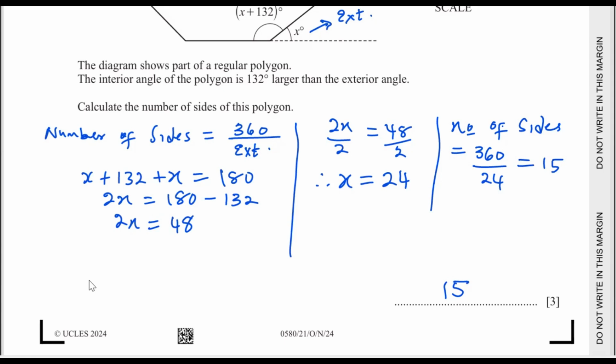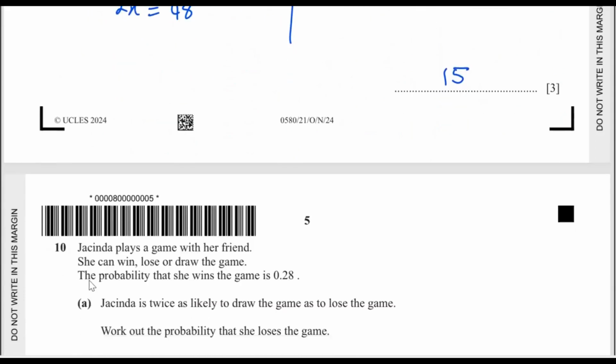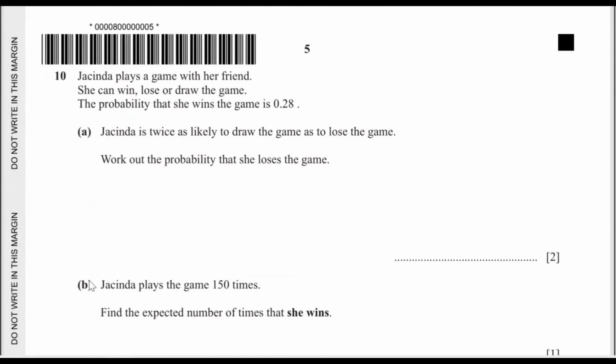We proceed to the next question here. That is question number 10. Now, question number 10, we are told that Jessica plays a game with her friend. She can win, lose, or draw the game. The probability that she wins the game is 0.28. Jessica is twice as likely to draw the game as to lose the game. Work out the probability that she loses the game.